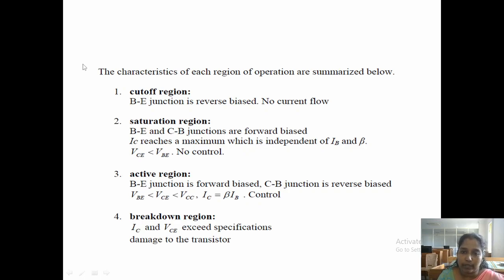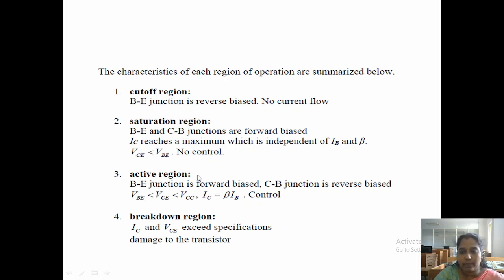In the cutoff region, as you all know, the base-emitter junction is reverse biased, so there is no current flow. In the saturation region, the base-emitter and collector-base junctions are forward biased, so the collector current reaches a maximum which is independent of the base current and the current gain beta. Here the collector-emitter voltage is less than the base-emitter voltage, so there is no control.